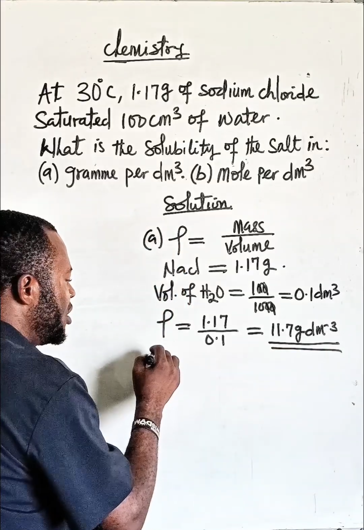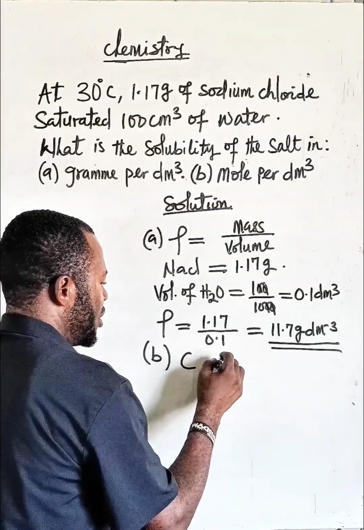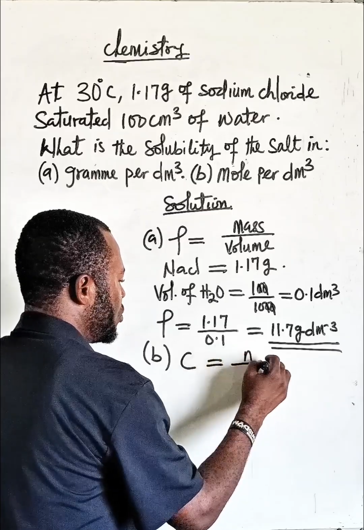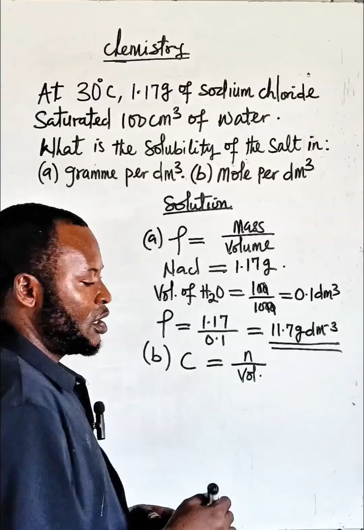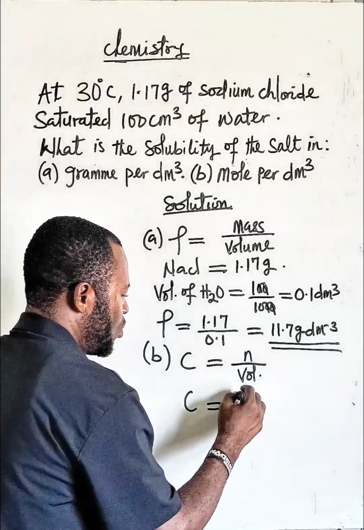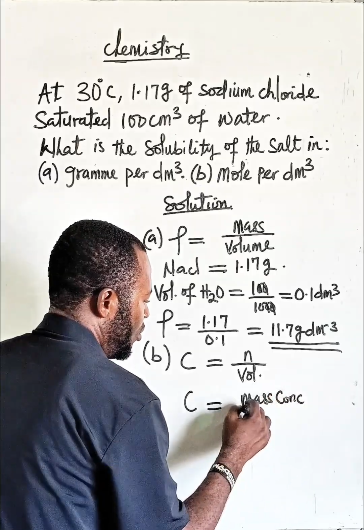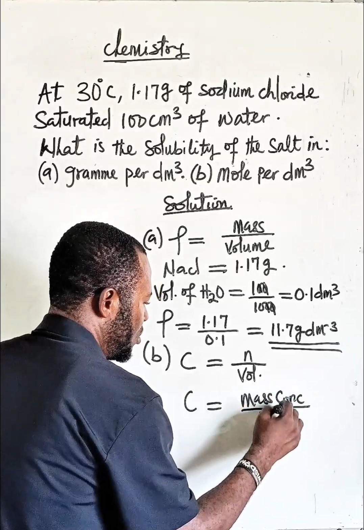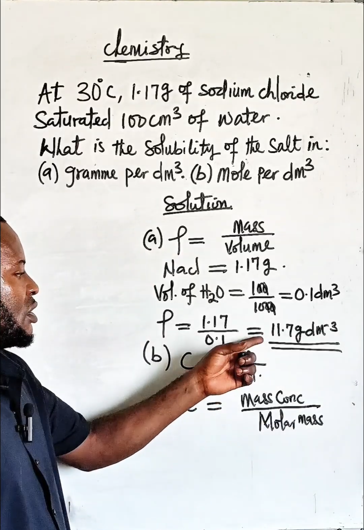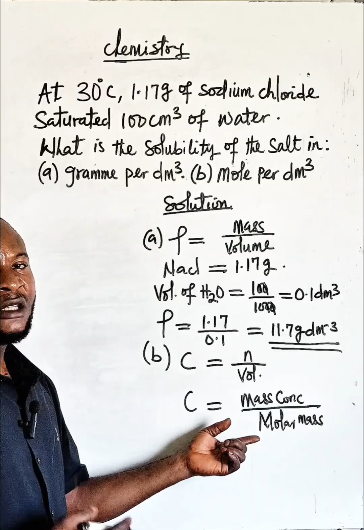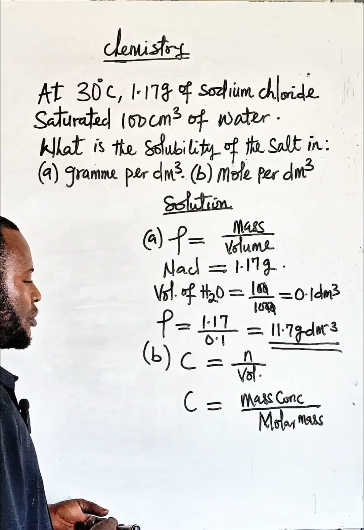Now, the second is the molar concentration. Molar concentration C is equal to number of moles all over volume. So that is the first formula. Or molar concentration is equal to mass concentration all over molar mass. Since we have calculated the mass concentration, which is this, we just have to calculate the molar mass of sodium chloride and divide the mass concentration by the molar mass to get our molar concentration.